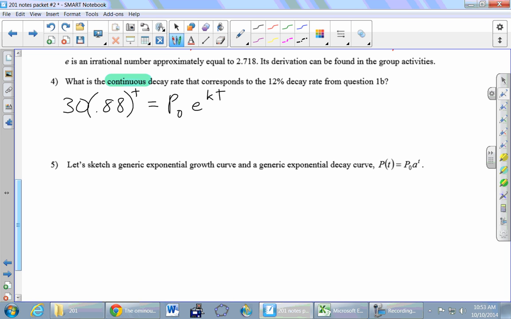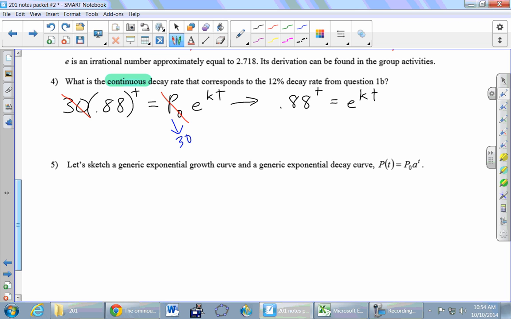So all we're doing is taking the formula we had and thinking about it in this new e way. Okay, how much is the P0? It's 30, so I'm just going to make a note of that and then ignore it, because they're both 30 and we can just ignore them and get to what we're after, which is the k. So that means our equation is now 0.88 to the t equals e to the kt. And what we're after here is this continuous decay rate. What letter do you think represents the decay rate in this new equation?